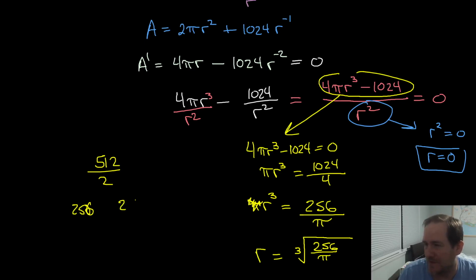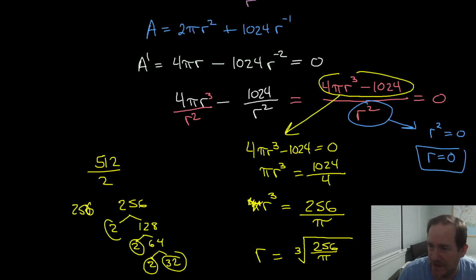256? Well, let's find out. 256, 128, 64, and 32. Alright, and 32 finally, I remember the 32 is 2 to the 5th. So here's 5 2's, 6, 7, 8. 256 is 8 2's.